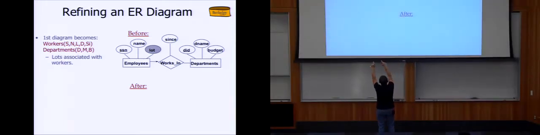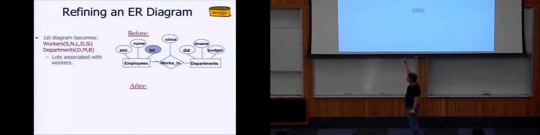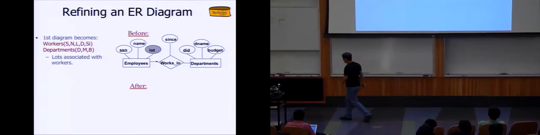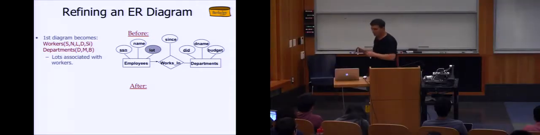And we can smash that into the workers table, where SI could be null, right? The since could be null if they work in no departments. All right, and then departments is over there. And lots are associated with workers, right? So that's all good. That's stuff we learned last time.